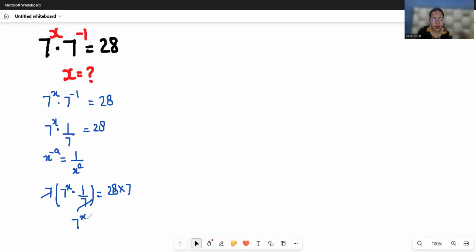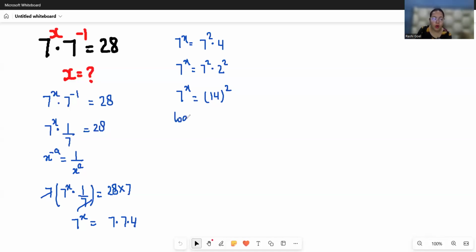So 7 power x equal 7 times 28. We can write it as 7 times 4. So 7 power x equal 7 times 4, and we can write 4 as 2 power 2. So 7 power x equal, we can write it as 7 times 2, that is 14, whole square.